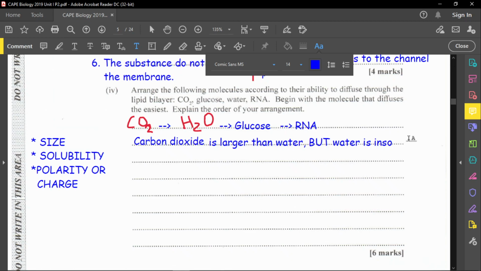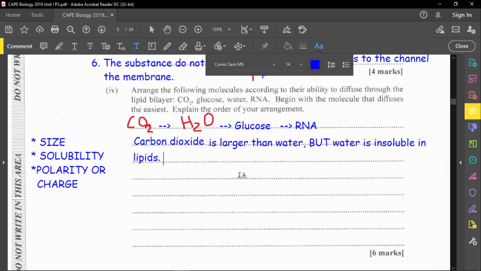Okay, insoluble in lipids. And lipids and water do not mix at all. So put lipids right here. In lipids, they do not mix at all. So just because water is smaller, it doesn't mean it's going to transport faster, diffuse faster through the membrane, for the sole reason that water is insoluble in lipids.